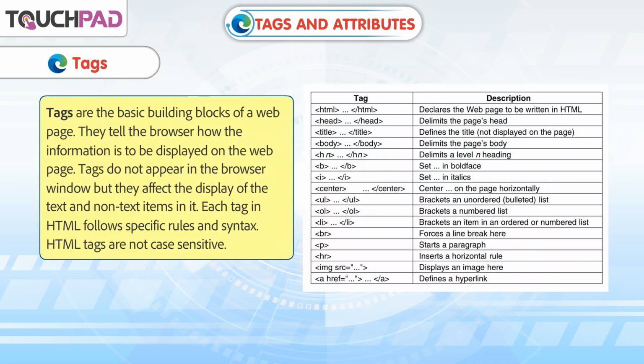Tags. Tags are the basic building blocks of a web page. They tell the browser how the information is to be displayed on the web page. Tags do not appear in the browser window, but they affect the display of the text and non-text items in it. Each tag in HTML follows specific rules and syntax. HTML tags are not case sensitive.